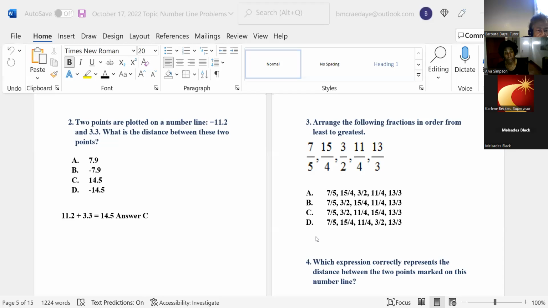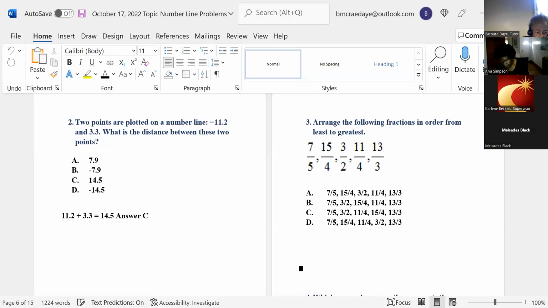Like saying 5 into 7, miss? No, 7 over 5. This means 7 divided by 5, 15 divided by 4, 3 divided by 2, 11 divided by 4, and 13 divided by 3.